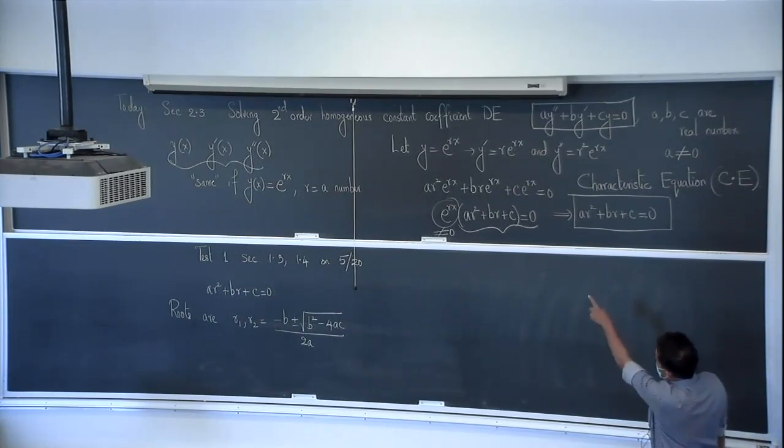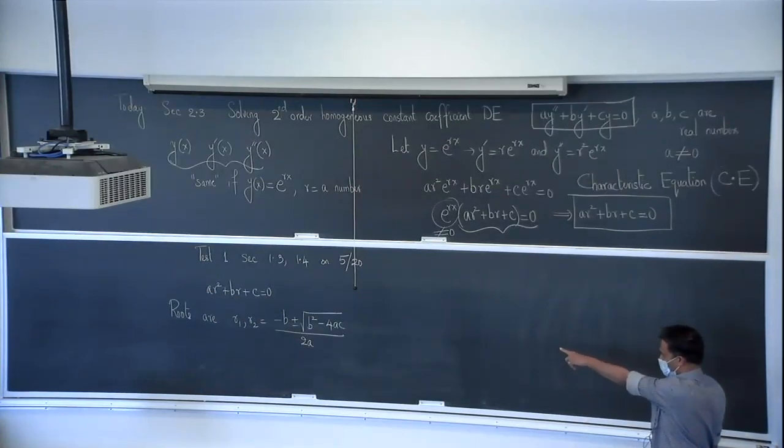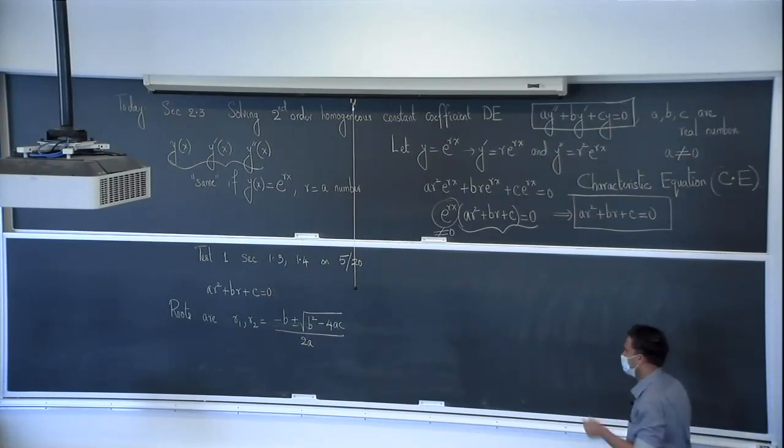And please don't forget where we started this. We are assuming that y equal to e to the power of Rx is the solution. So we have two possible values for R, R1 and R2, given by the two roots of the quadratic.